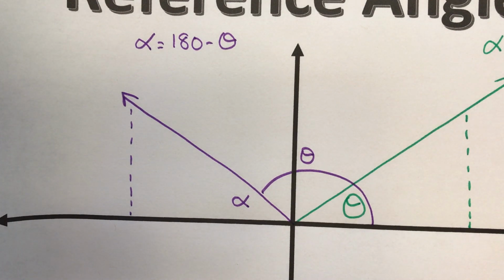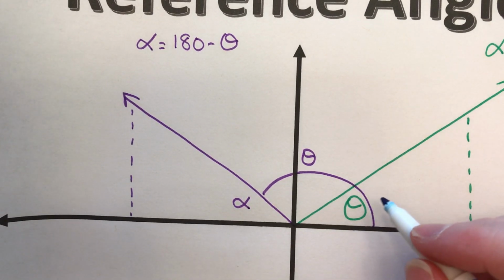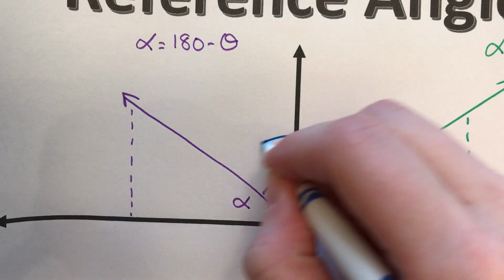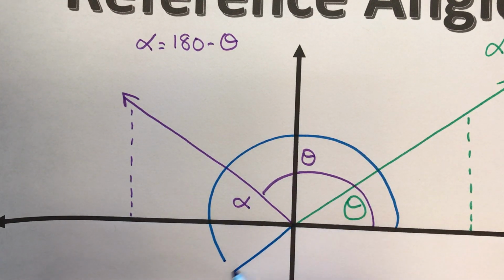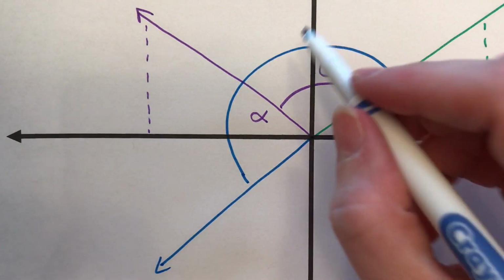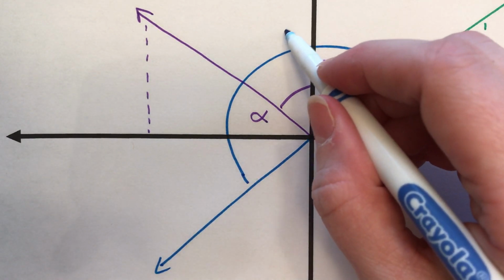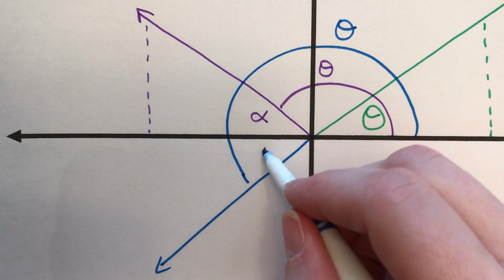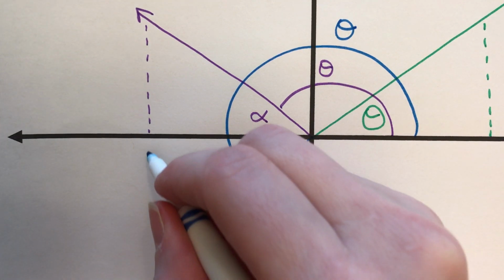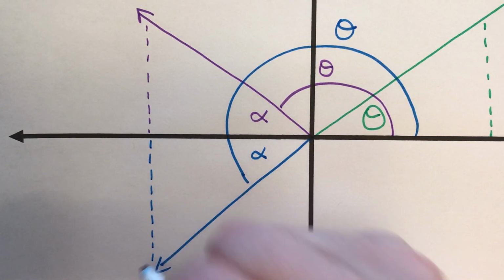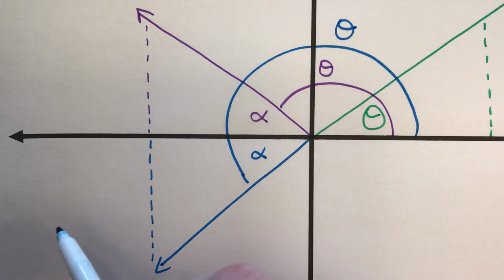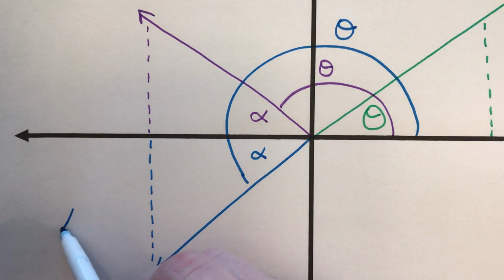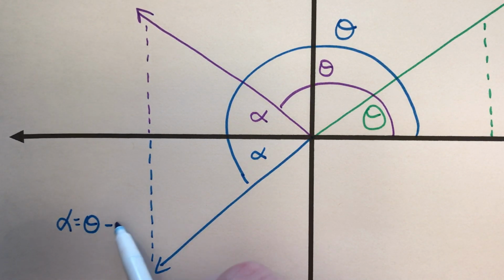Okay, next let's say we have an angle in the third quadrant. So we're going to start here. We're going to go all the way around to the third quadrant. So we've got our theta, and alpha is this little distance back to the x-axis. So now I can make my right triangle. But to evaluate alpha here, we would take theta minus 180.